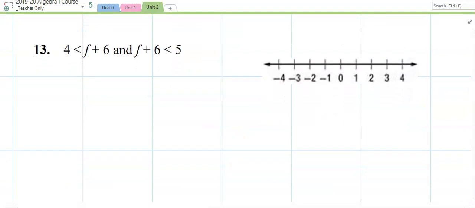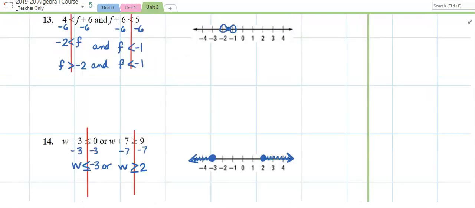Pause the video and try 13 and 14, then check your answers. How did it go? Did you get the same answers? Notice that on the first problem, number 13, we were left with the variable on the right side. That's not wrong to leave it like that. However, when it comes to shading, it's best to have your variable on the left side.